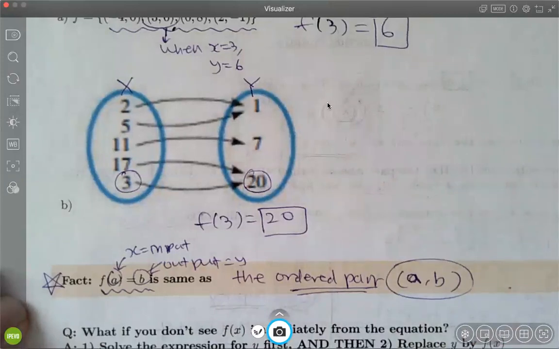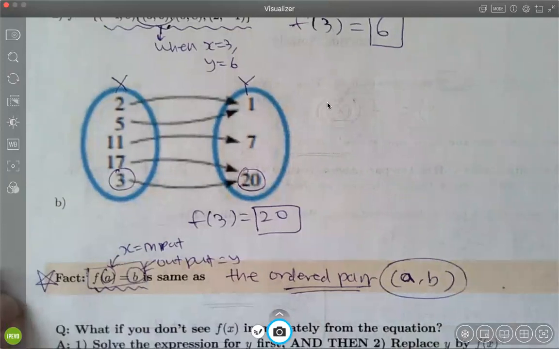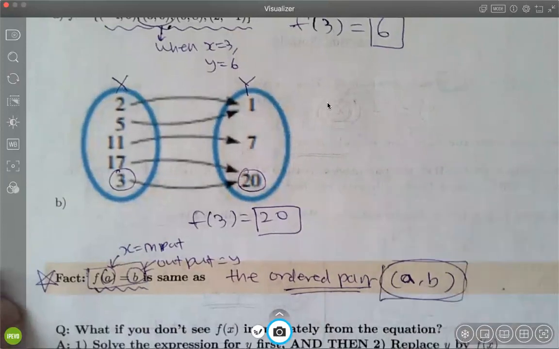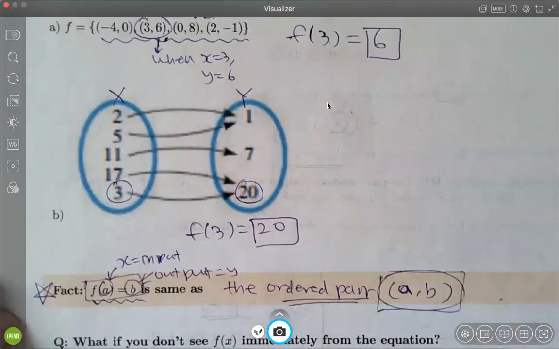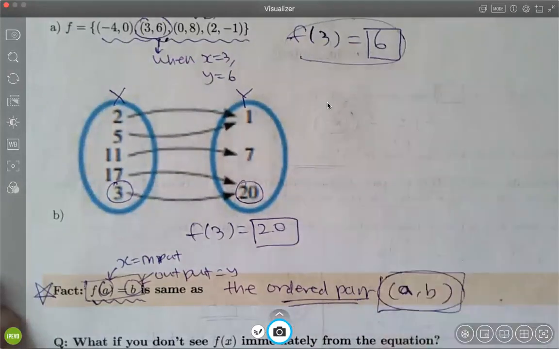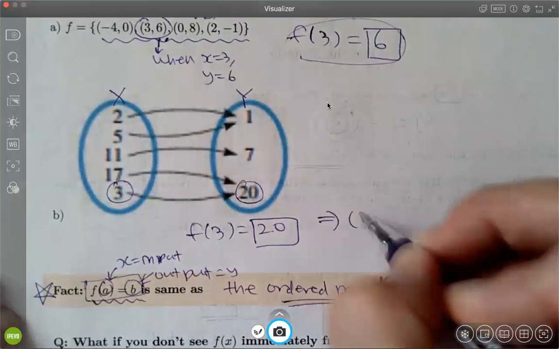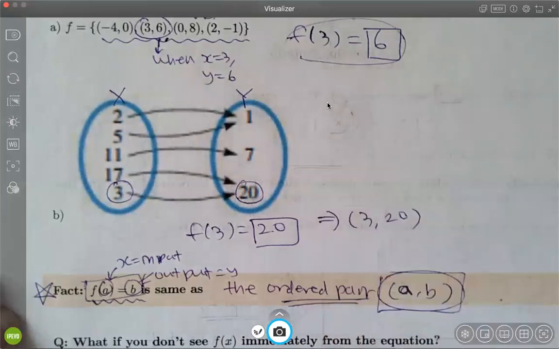Okay, so f of a equals b, which is just an expression, is same thing as this point a comma b. So for example, f of 3 is equal to 6. That's same thing as what? The point 3 comma 6. And then f of 3 equals 20. This is same thing as the point 3 comma 20. Okay.